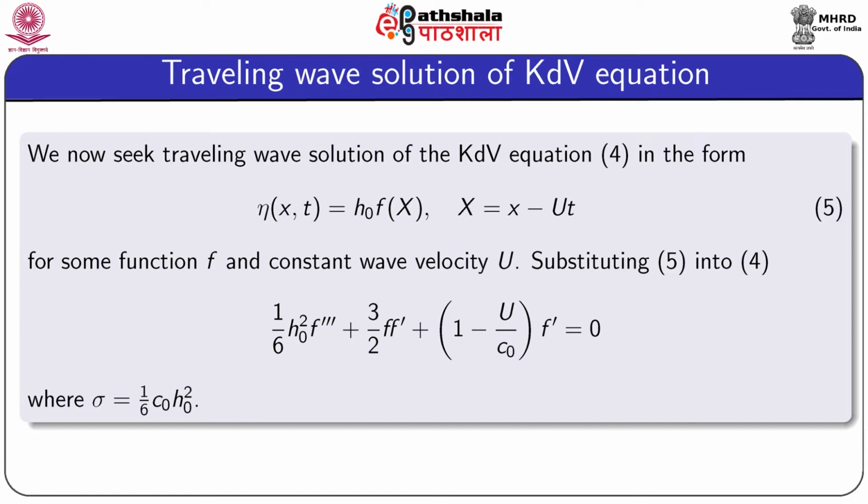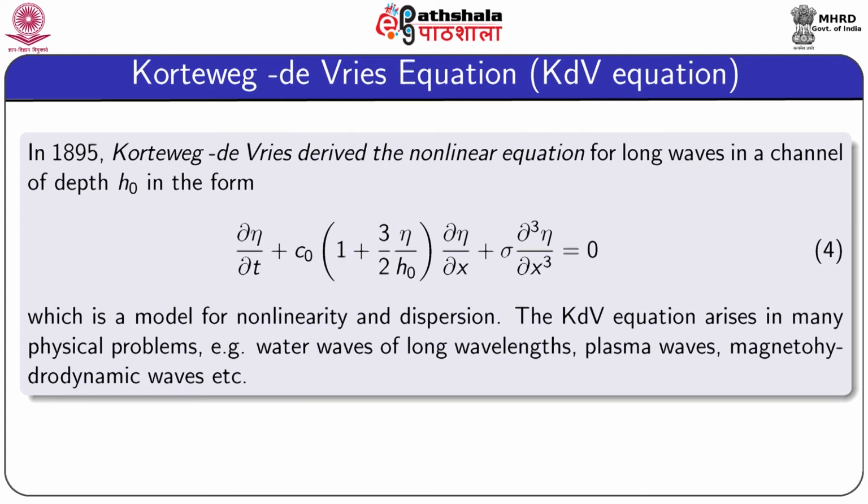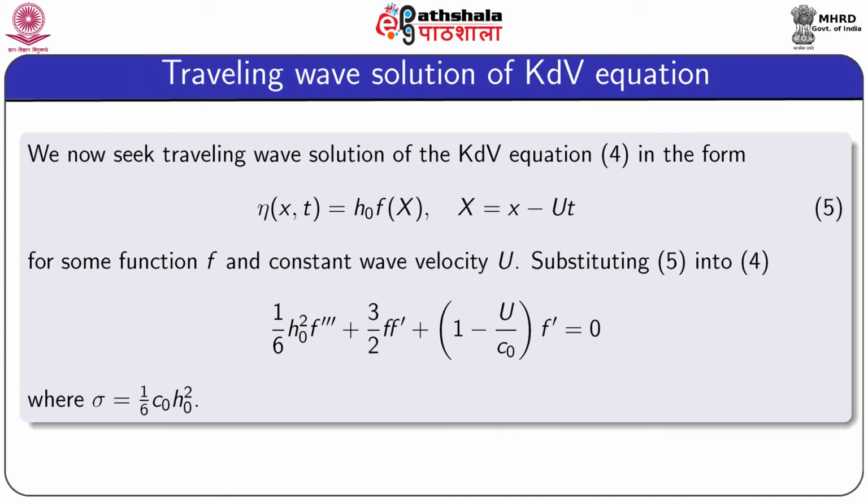Now, I want to find the travelling wave solution of the nonlinear KdV equation, which is written in equation number 4. For that, we assume the elevation eta in the form H0 into f(X), where X equals small x minus ut, where u denotes the velocity of the wave and f is an arbitrary function, and we want to find the functional form of f.